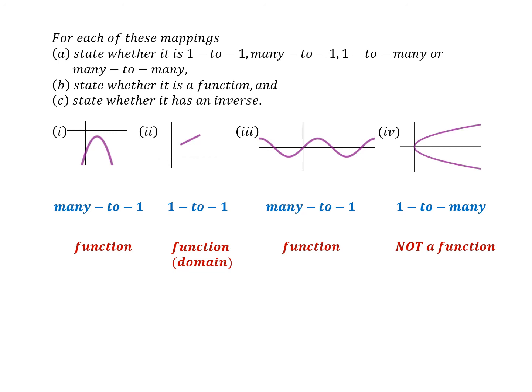Now we have to decide whether the function has an inverse. Well, you may already know that a function can only have an inverse if it is one-to-one. So there we are. Number 2 is the only one that has an inverse. So that's the answer to that question.